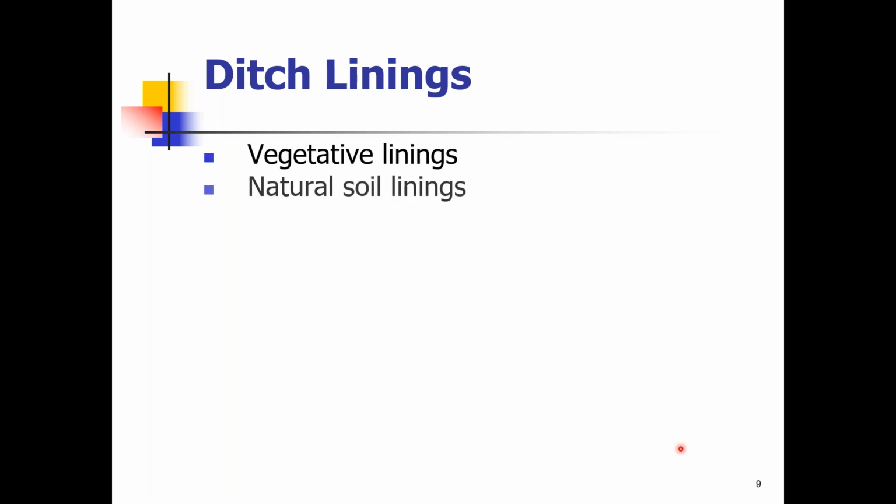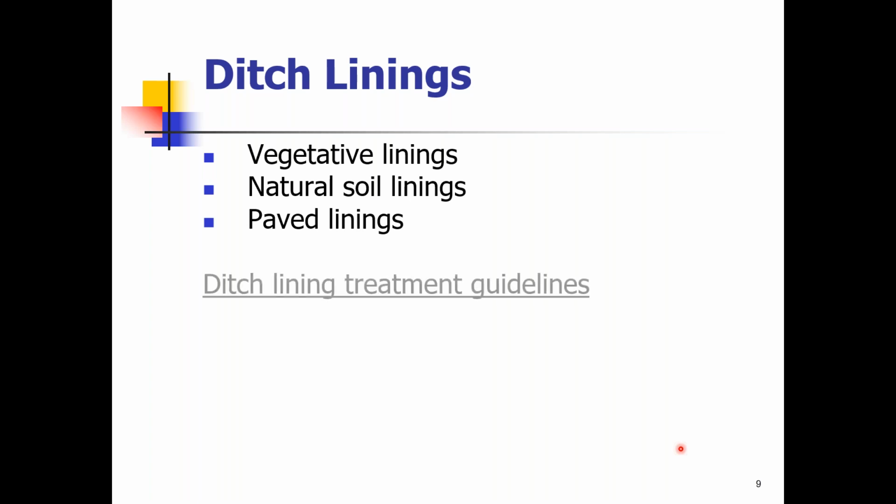Now, this is dependent upon your state and upon your specs and your design standards. But we have a couple of different ditch linings that we use. We use vegetative linings or natural soil linings. And in some areas, we'll use paved linings as well. And again, this is something you need to check with your local area.